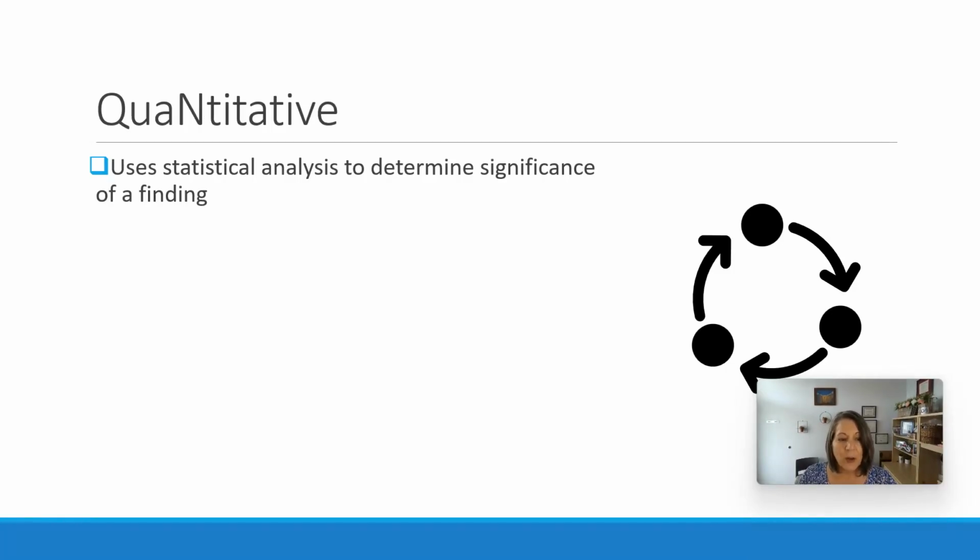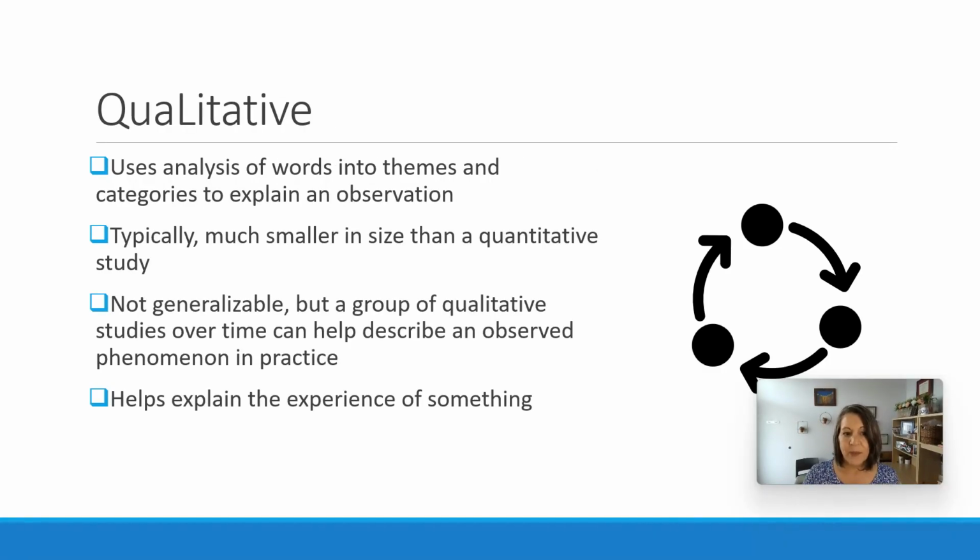So when we talk about quantitative, of course, we're talking about using a statistical analysis to determine whether or not there's a significant finding. Was there a statistically significant difference between group A and group B, or point A and point B? Is there some kind of number analysis that we can do to tell us that something got better or that something is better than something else? That's what quantitative is all about.